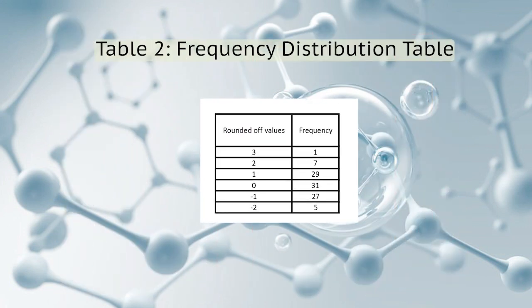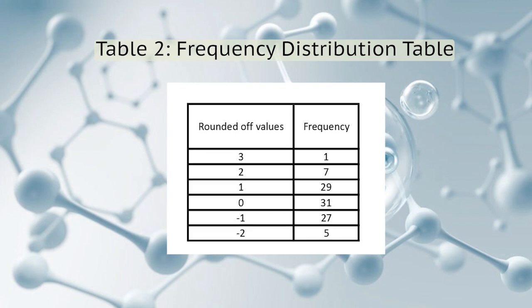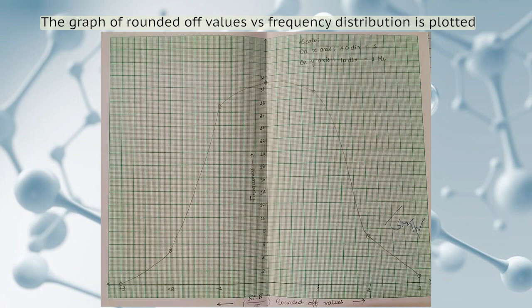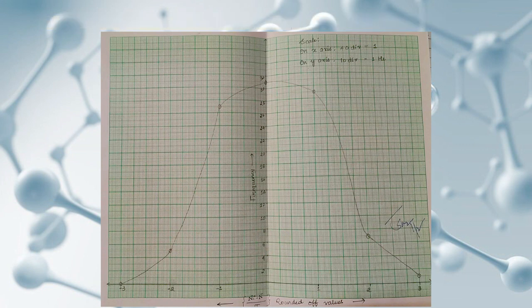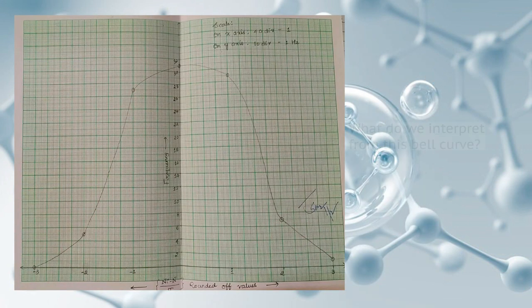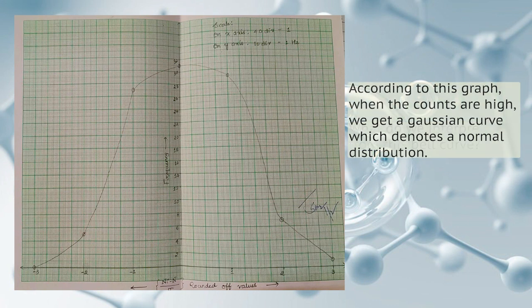Using this data, we construct another frequency distribution table. The graph of rounded off values and frequency distribution is plotted and that comes out to be like this. Observe the graph displayed on the screen. The curve has a bell shape. Now, what do we interpret from this bell curve? This graph shows that when the counts are high, we get a Gaussian curve, which denotes a normal distribution. Hence, this is the result of our experiment.